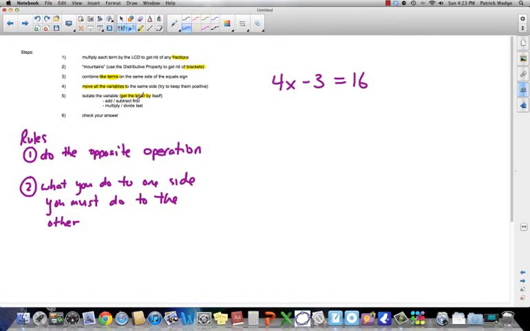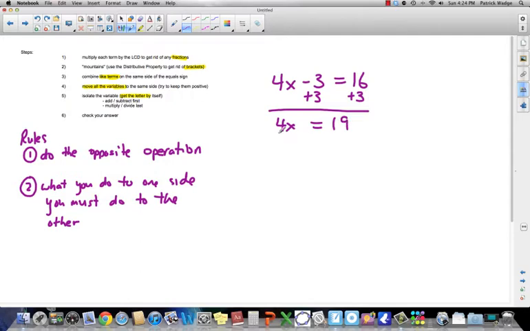Notice we have to do the adding or subtracting step first. So this 4 here is 4 times x. If we were to do the opposite, we'd be dividing. This is -3. To do the opposite would be adding, and we want to do the adding and subtracting first. So you want to add 3, and what you do to one side, you have to do the other side. So what's left over here is 4x. -3 plus 3 is 0, so we don't have to write that down because it's gone. And on this side, 16 plus 3 is 19.